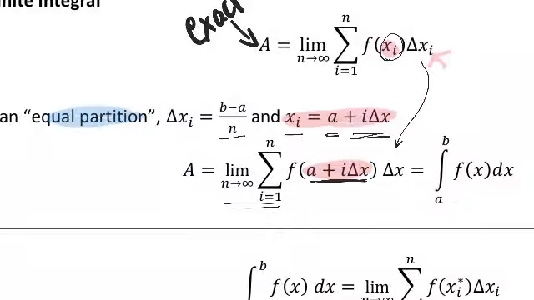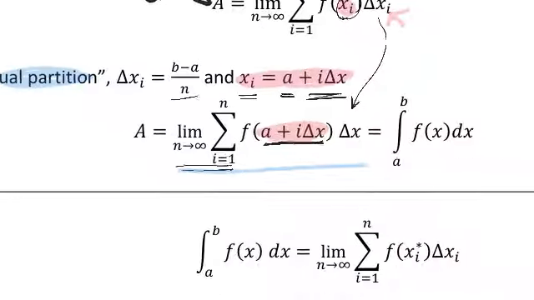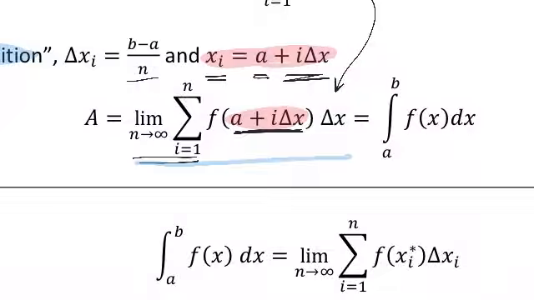So I can write my exact area like this. And this exact area is also called a definite integral, right? So this right here is the definite integral. And that's the meaning of the definite integral: it is a limit of the Riemann sum.